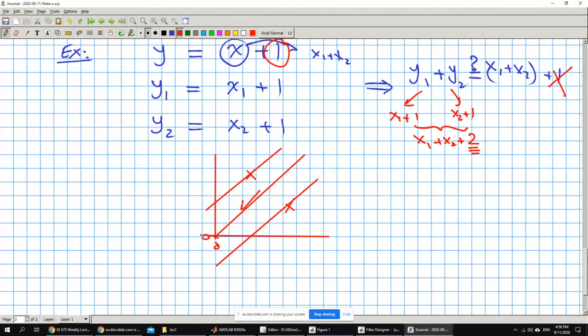When x is 0, y is 0. Okay? Otherwise, this is x and this is y. Otherwise, it will not be linear. So this is a very important thing to take care of. So this is the additivity. This is the additivity test.